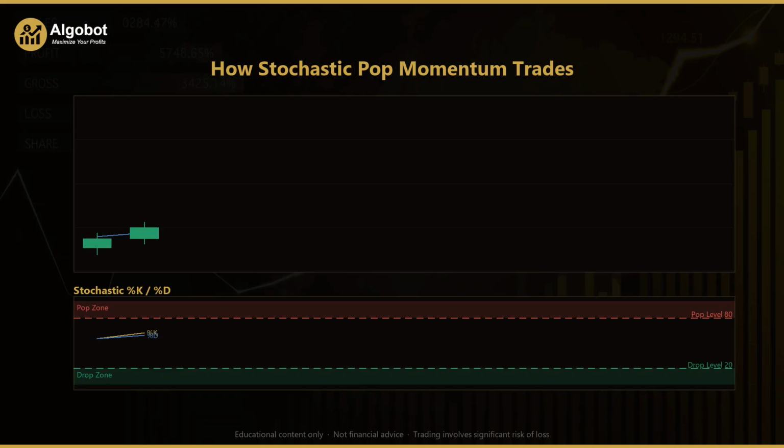Up top, we have the price candles with the blue trend EMA weaving through them. And in the panel below sits the stochastic, with the gold fast line, the blue signal line, the upper pop level at 80, and the lower drop level at 20. Watch how the two work together.